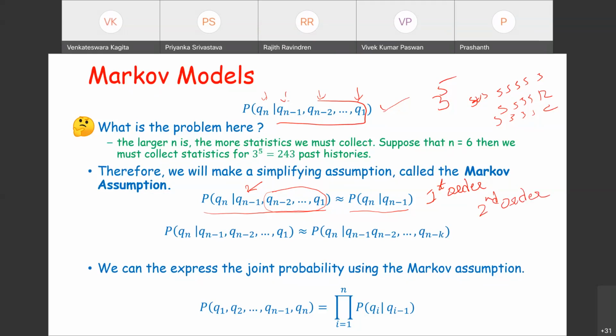Suppose you assume that the nth state is depending on the previous k states, not just one or two, then we call it the kth order Markov assumption. But usually when somebody says Markov assumption, they refer to the first order Markov assumption. If they don't specify any order and just say Markov assumption, it means first order. So using this assumption, what is the joint probability? Without this assumption, what is the joint probability of Q1 to Qn?